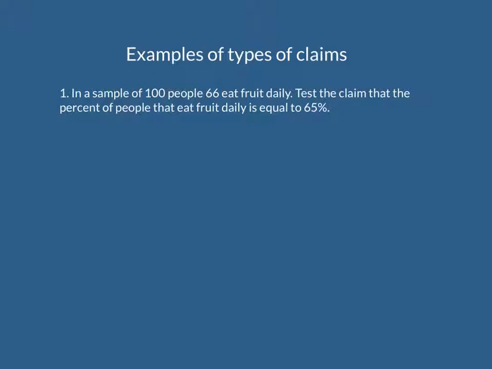So the first example is: in a sample of 100 people, 66 eat fruit daily. Test the claim that the percent of people that eat fruit daily is equal to 65%. So with a percentage, the parameter that is being studied here is proportion. So my claim is that my proportion is equal to 0.65.